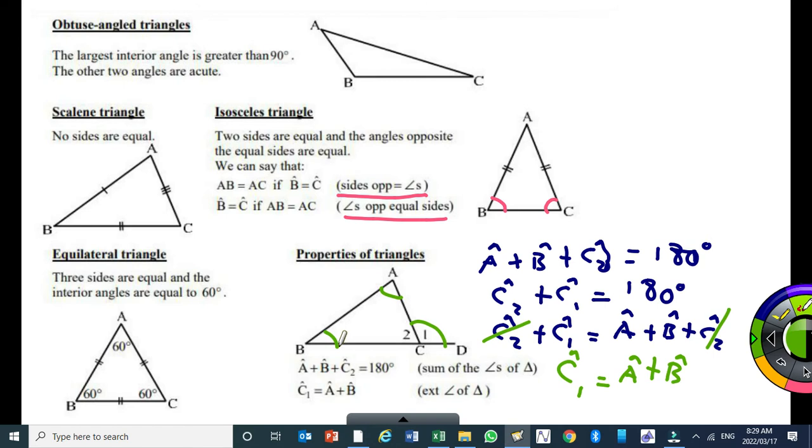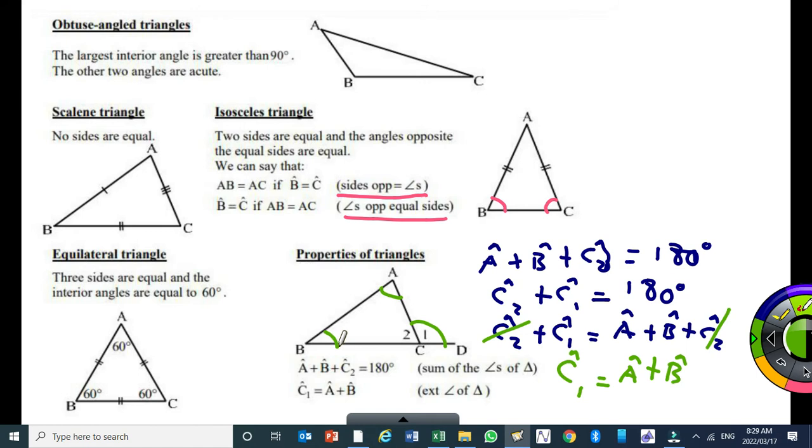And this theorem is very, very important. It's called the exterior angle of a triangle theorem. Or you can just call it a property of triangle based on the exterior angle. It's very, very important. You encounter it quite a lot, and some questions can easily be done using that theorem.